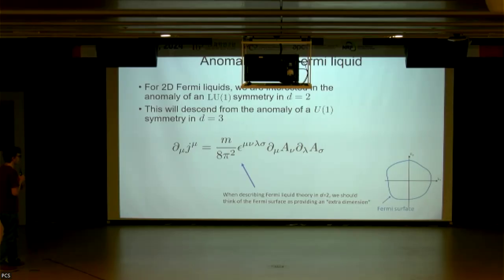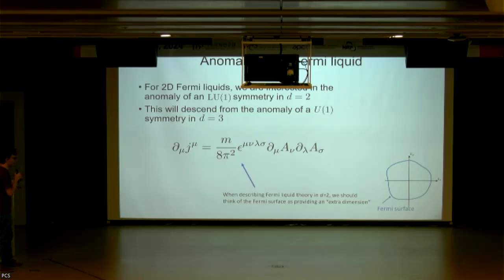But here the indices vary over 4 dimensions, right? For U1 symmetry, that would be saying that you have three spatial directions and 1 time direction. So these are the 4. That's why you have a 4-dimensional Levi-Civita symbol here. In Fermi liquid theory, you only have 2 spatial dimensions rather than 3, but you think of the Fermi surface itself as being the extra dimension. So one of these space-time coordinates will correspond to where you are on the Fermi surface. So the Fermi surface is like the extra dimension.